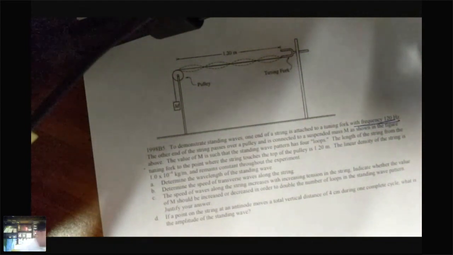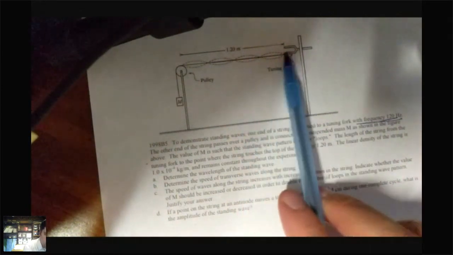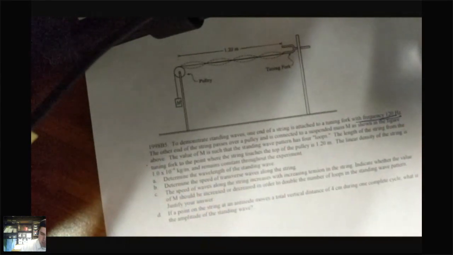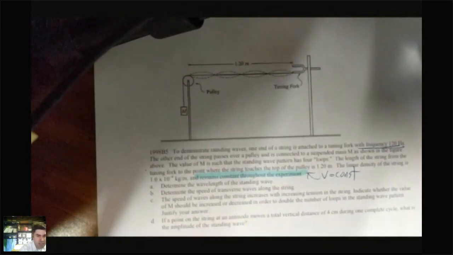Okay, sorry about that. So we got 1.2 meters for the entire length here. And the density of the spring is this value right here and remains constant throughout the experiment. That is very nice. Constant throughout the experiment means velocity is a constant, that no matter what happens here, the speed of these waves will always be the same. All right, so part A, determine the wavelength of the standing wave.